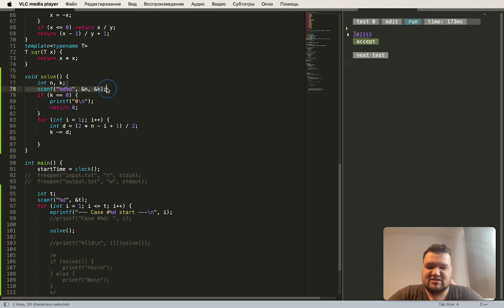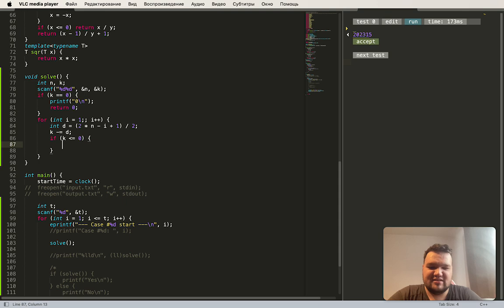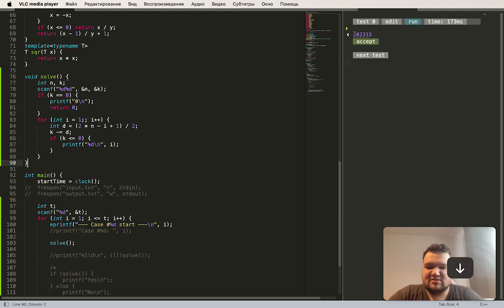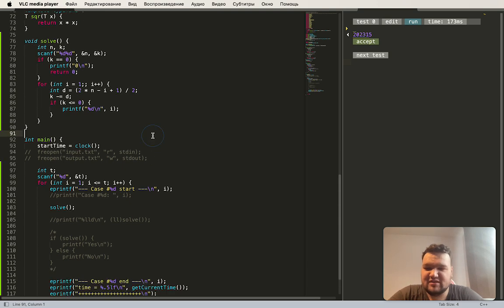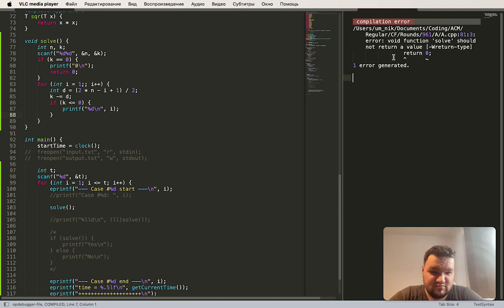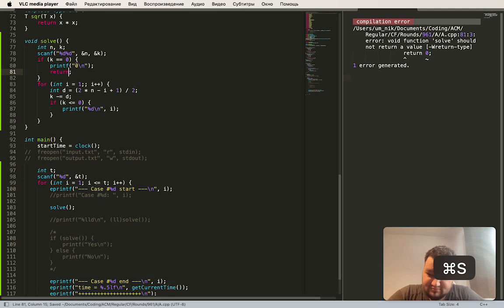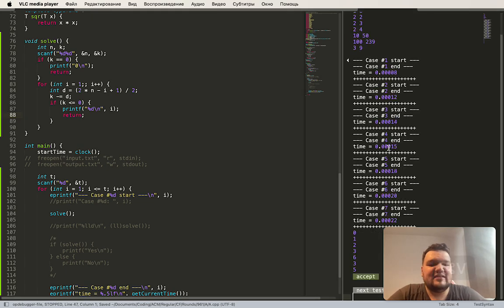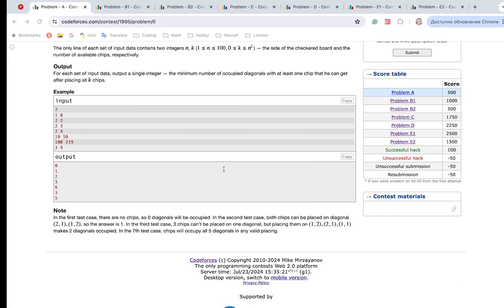So k is how many we want. That's how many we got. If k became non-positive, it means that we have enough now, so i is the answer. That's it. And we should return from this function. Yep.